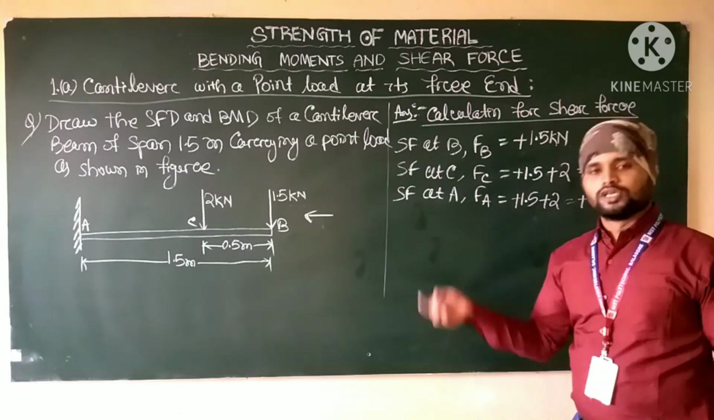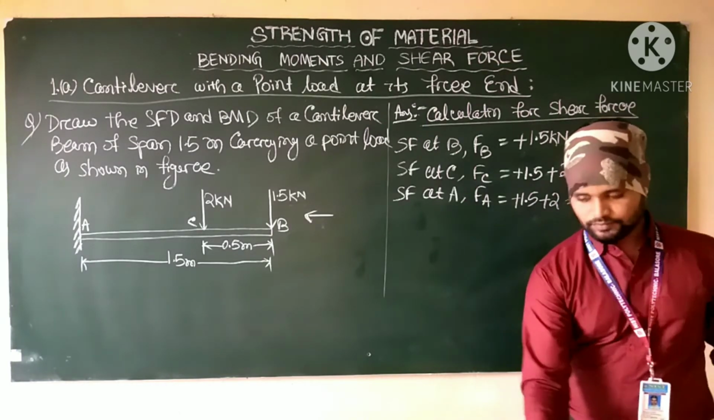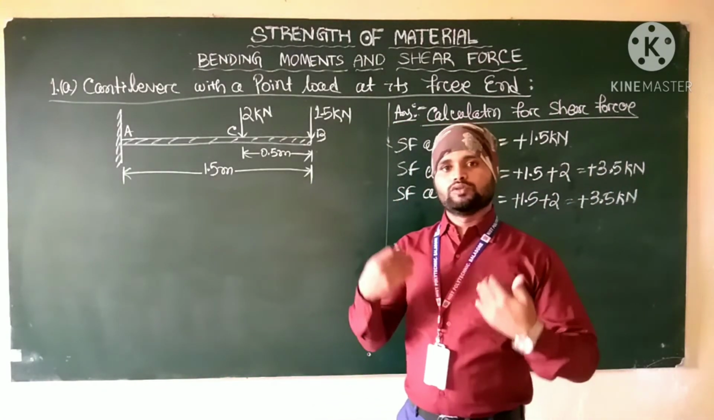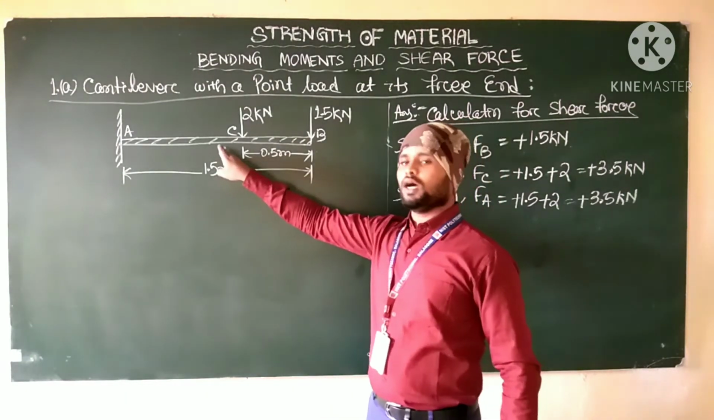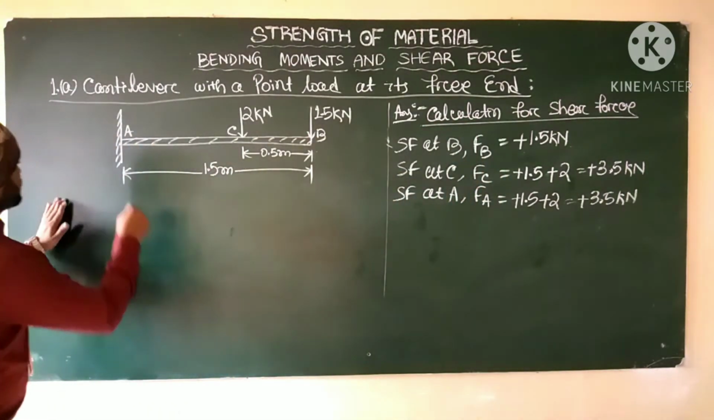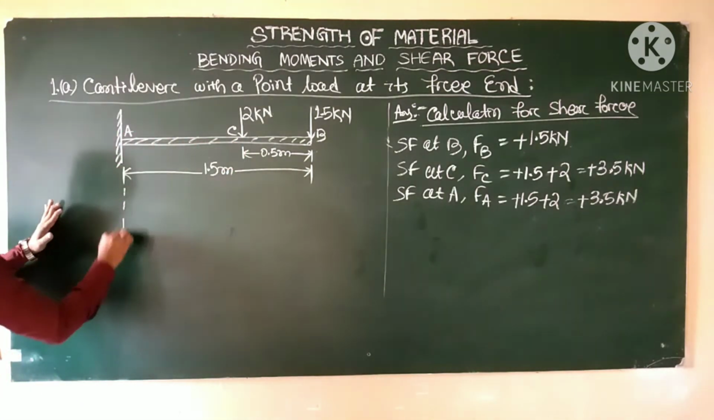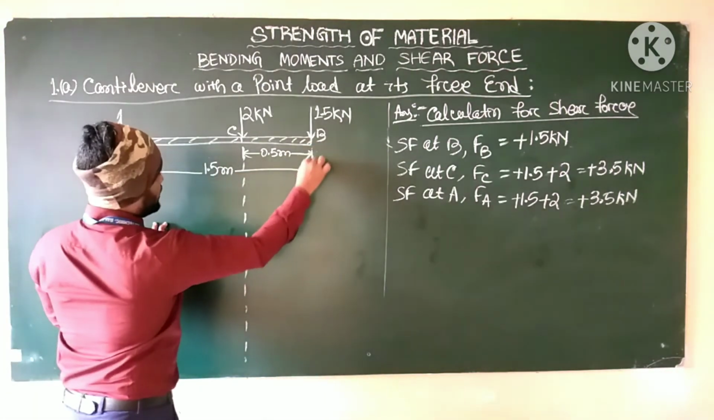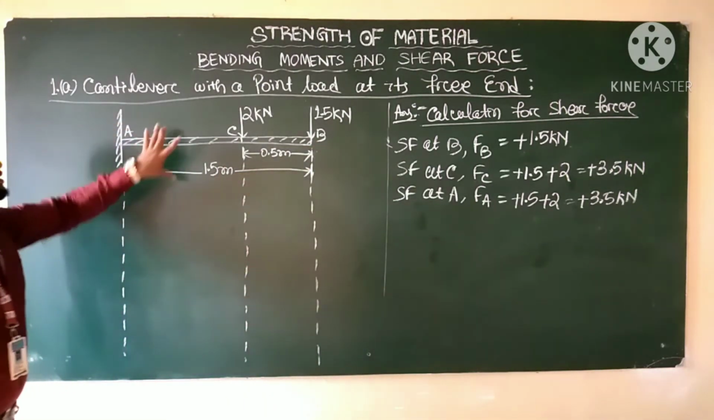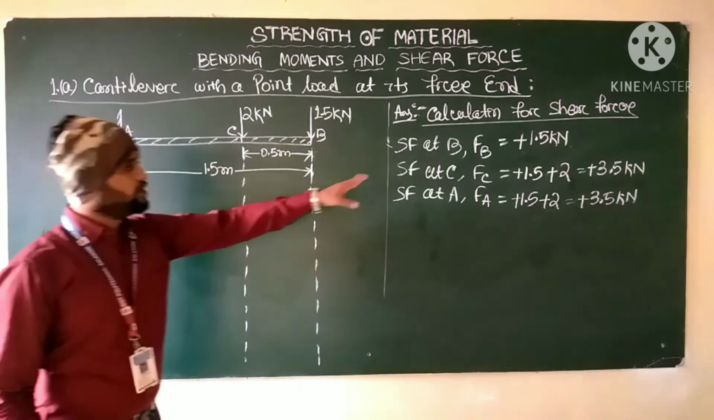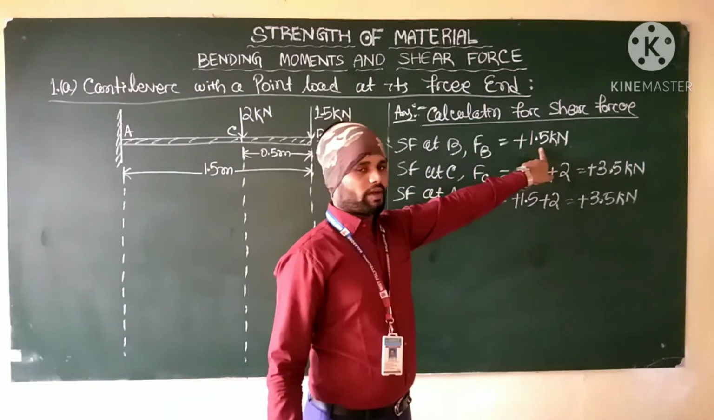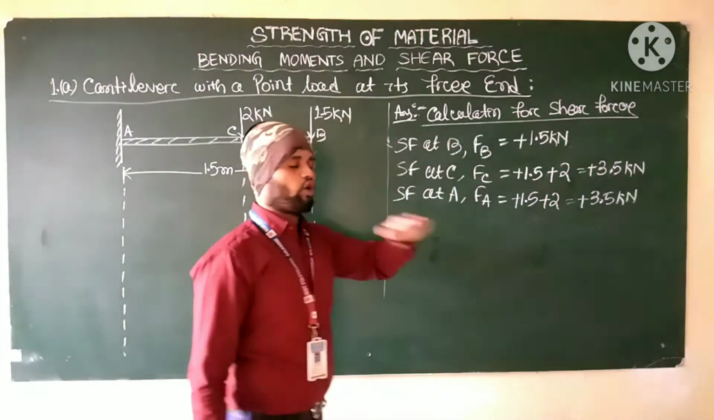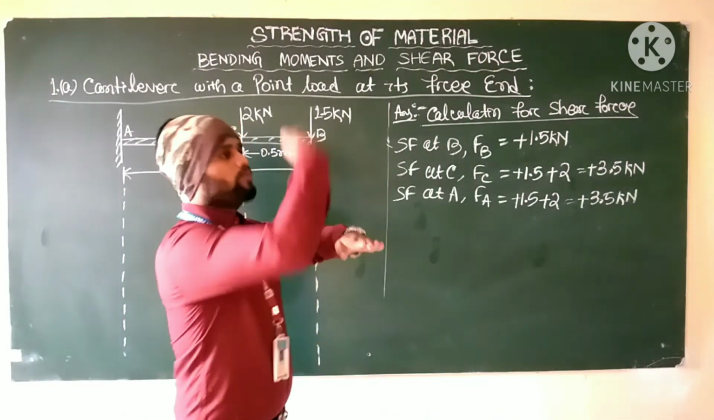After the calculation of shear force, we will draw the shear force diagram. To draw the shear force diagram, first we will draw the beam. Then below that, at every point make a dotted line downward: at A, at C, and at B. This is the question. Now we will draw the shear force diagram. Here we see at point B positive 1.5, at point C positive 3.5, at point A positive 3.5. That means all are positive, so this will be drawn above the baseline.